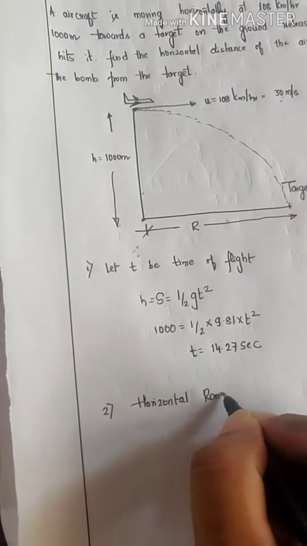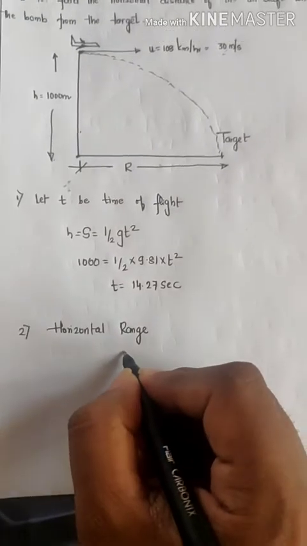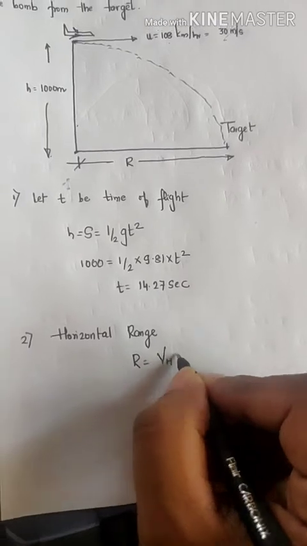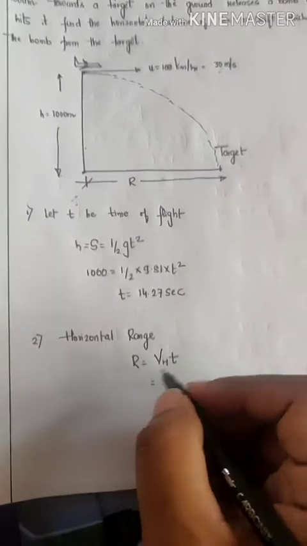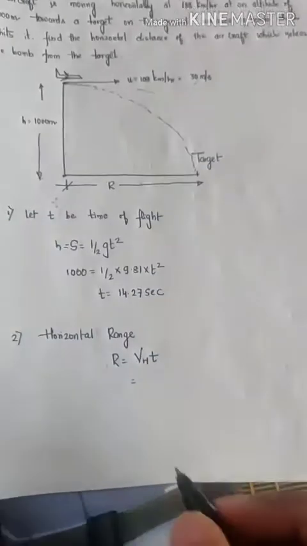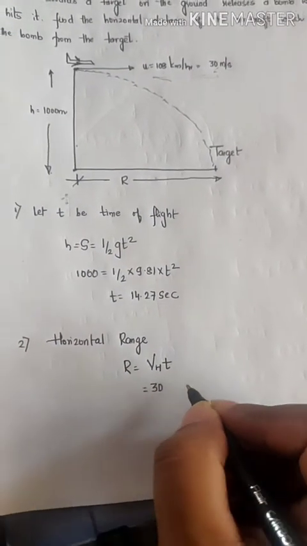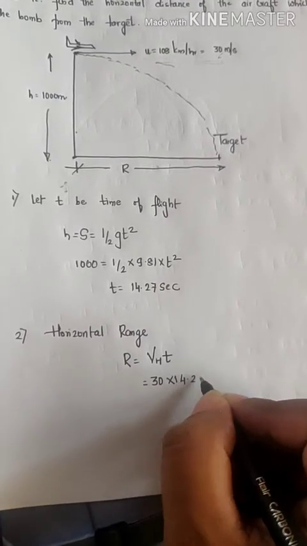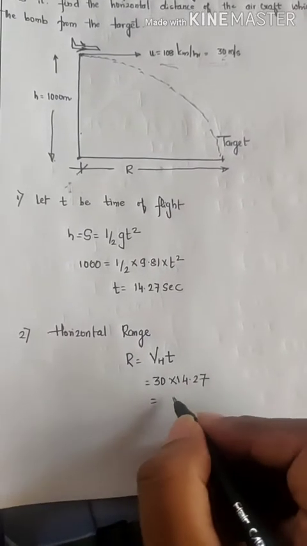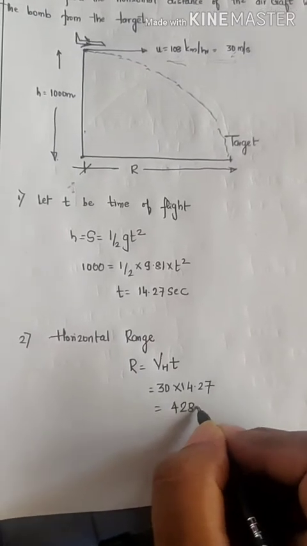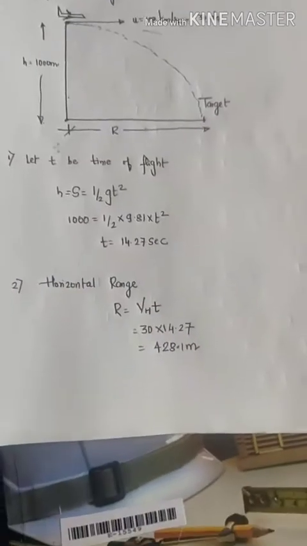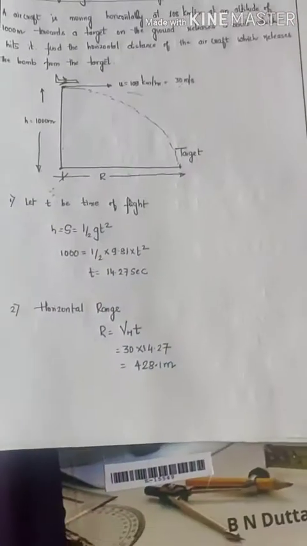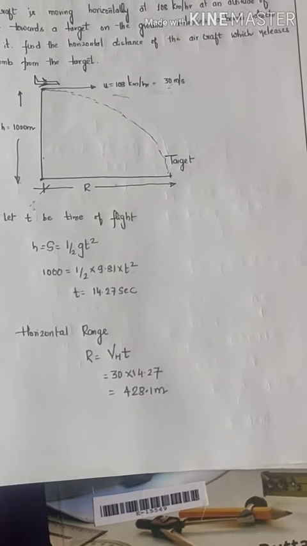Now what will be the horizontal range? So we have a relation for horizontal range. Check it out in the first video. So R is equal to what? Vh into t. So what is the horizontal velocity? Horizontal velocity, we know it is 30 meter per second. So the bomb also travels 30 meter per second, and time traveled is what? 14.27 seconds. So we'll get horizontal range as 428.1 meter.